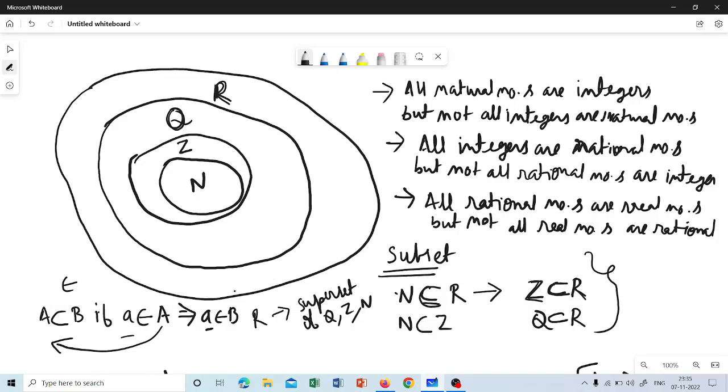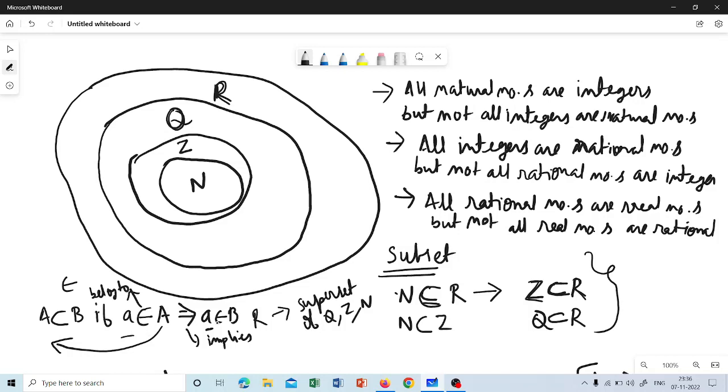I hope this definition is not confusing. Understanding is required here, and this notation is important because we use it very frequently. This symbol is implies, and the epsilon symbol means belongs. Epsilon: element a belongs to A.